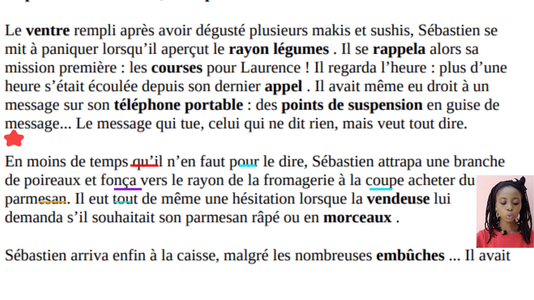Il y eut tout de même une hésitation. So here we have three rules here. We have our E accent aigu, our S in between two vowels, and our sion. So hésitation. Lorsque, don't let us forget our K sound, la vendeuse, our S in between two vowels, lui demanda s'il souhaitait son parmesan râpé ou en morceaux.